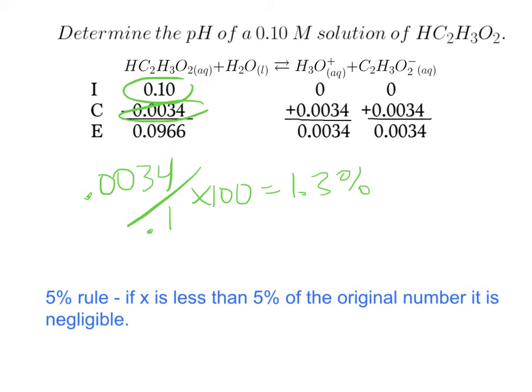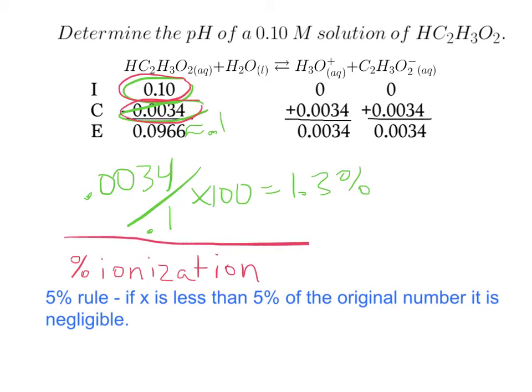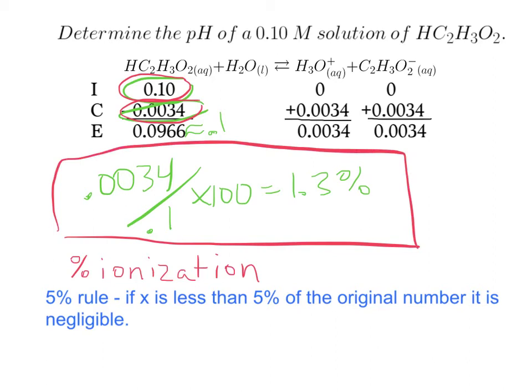And we could have assumed that this number is approximately equal to 0.1, and it is really, really close to 0.1. Another thing you can figure out with this is the percent ionization. Percent ionization ends up being the exact same formula as the 5% rule. That's how much of the original ionized. So if my original was 0.1 and 0.0034 of it was ionized, I can use this exact same formula to figure out my percent ionization. All right, let's try one more example.